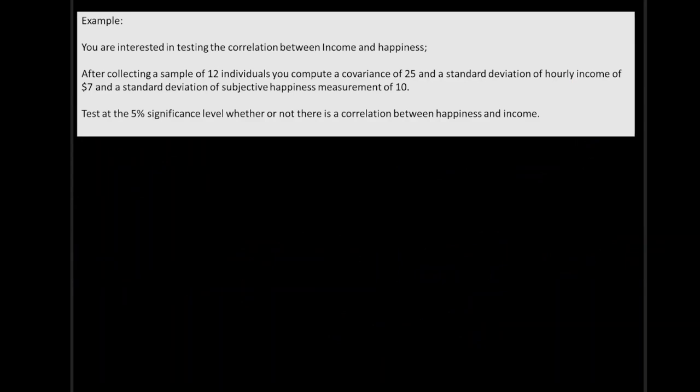Okay, so in this case, we have a question that maybe you would see in a quiz or a final or something along those lines. You're interested in testing, is there a relationship between income and happiness? That is, our classic saying, can you buy happiness? So you've collected a sample of 12 individuals. You've computed a covariance of 25, a standard deviation of hourly incomes of $7 an hour, and a standard deviation of some subjective measurement of happiness of 10. We want to test at the 5% significance level whether or not there is a correlation between happiness and income.